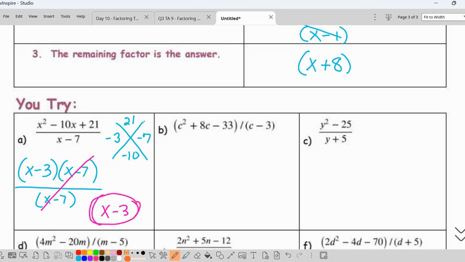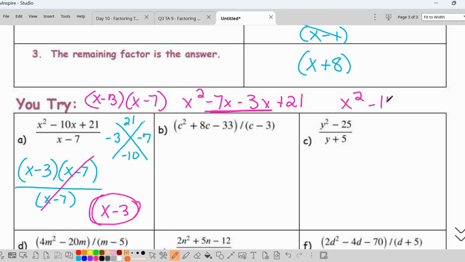And just like on the front side, I can take that x minus 3 and multiply it by the denominator, x minus 7. And I'll do some double distribution, which we practiced in a previous unit. And we'll combine our like terms. And we should get what we started with in the numerator. As we take our answer and multiply it by the denominator, we should get back that original numerator.